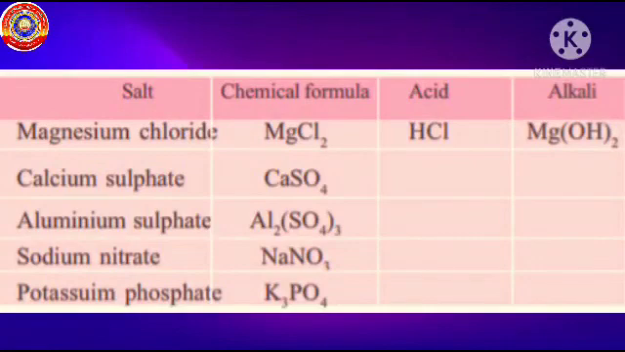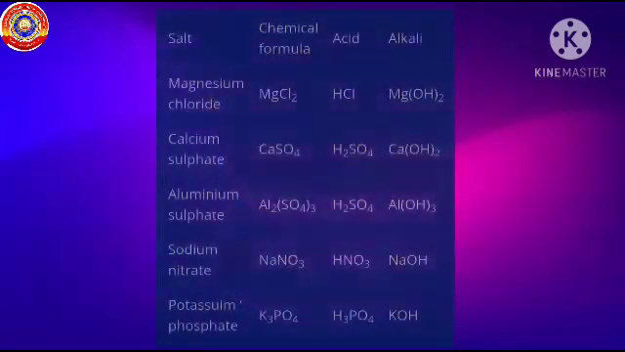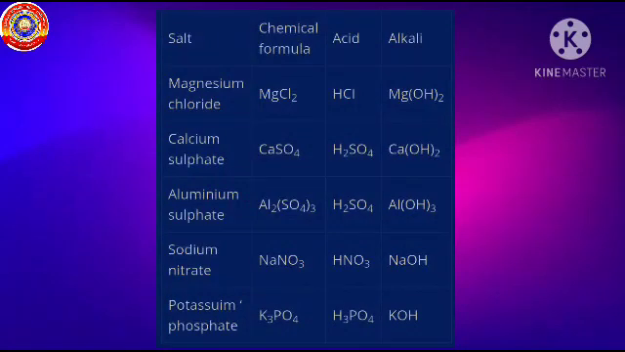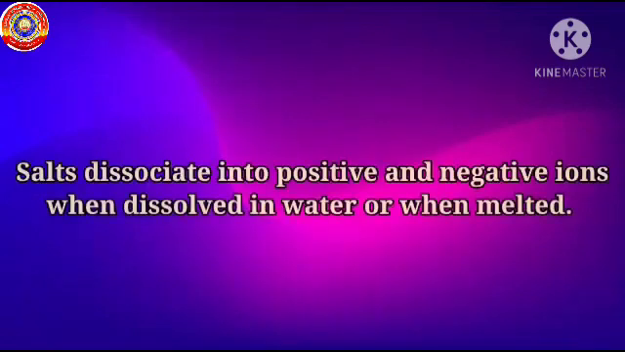Dear children, could you find out the acid and alkali present in the following salt? Don't worry, here the answer is. We knew that when acids and alkalis dissolve in water, dissociation of ions takes place, right? Similarly, the salt also dissociates into positive and negative ions when dissolved in water or when melted.